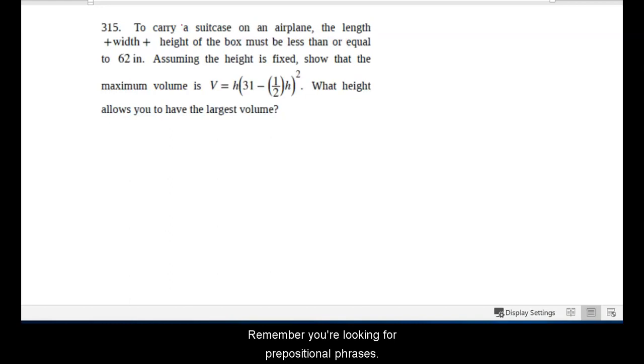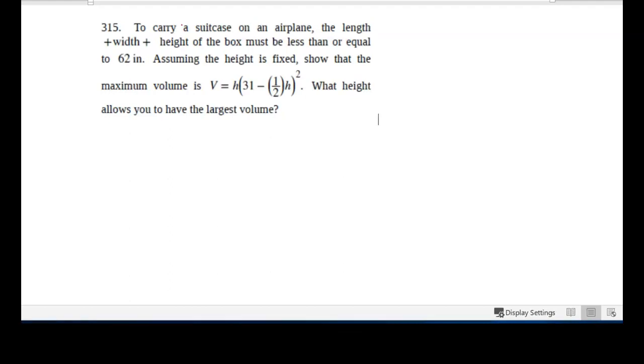Remember, you're looking for prepositional phrases, subject phrase, verb phrase, punctuation marks, subordinate clauses, anything to break apart the words in English. That's about every 2 to 3 words you need to pause and see if you should write something down. To carry, okay, nothing to write there.